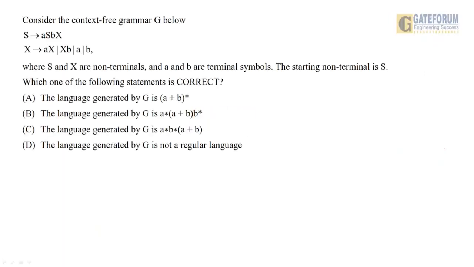Now see this question. It says: consider the context free grammar where S and X are non-terminal and A and B are terminal symbols. A and B are terminal symbols. Okay. Now what we can say, which of the following statements is correct? What value is produced by this? So see, S gives you A, S, B.